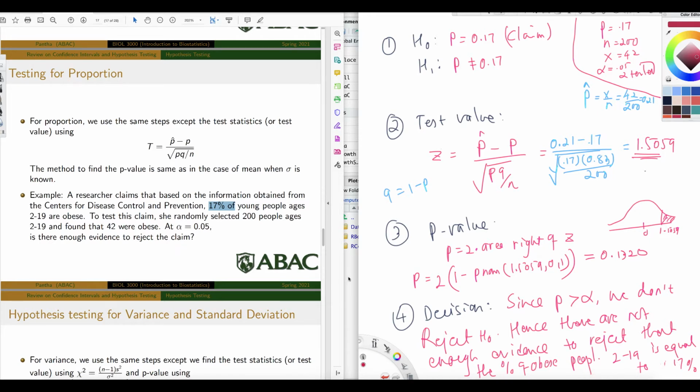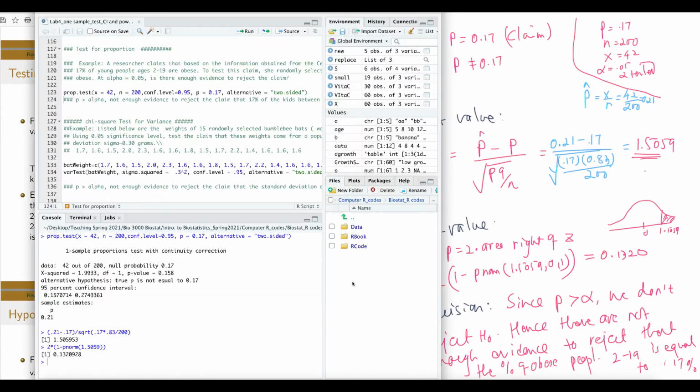Okay, let me do this by R. See, it took the whole page, but you need to know how to do this by this method too. If you want to do it by R, it is prop.test, with x equals 42, n equals 200. Confidence level is 1 minus alpha. Alpha is 0.05, so the confidence level is 0.95.